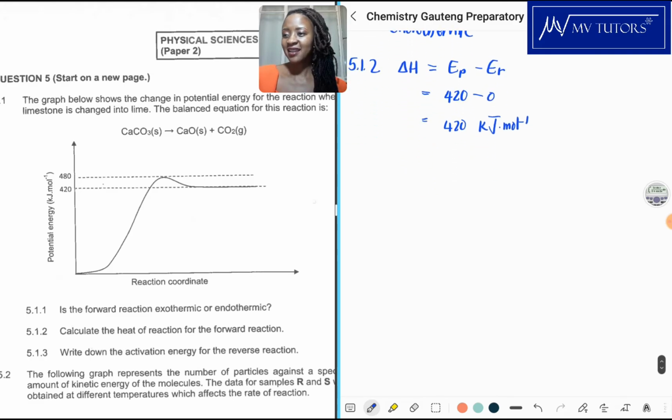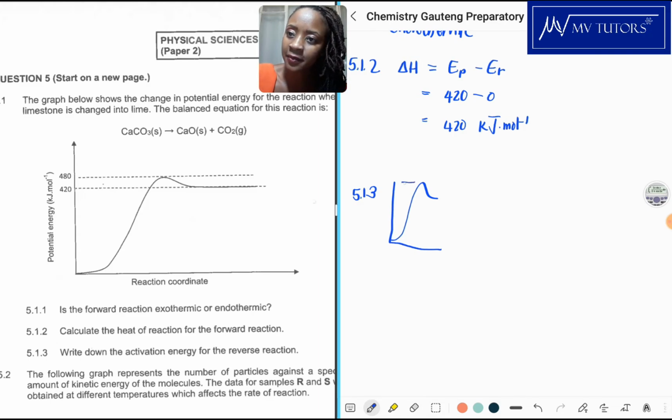Okay, now 5.1.3. Write down the activation energy for the reverse reaction. Okay, so the activation energy, I wish I could write on this PDF, but let's just sketch a bit what's happening. If you were going to look at the activation energy for the forward reaction, which is endothermic, you would have taken, what is it, 480, right, minus 0. Yeah, so activation energy.